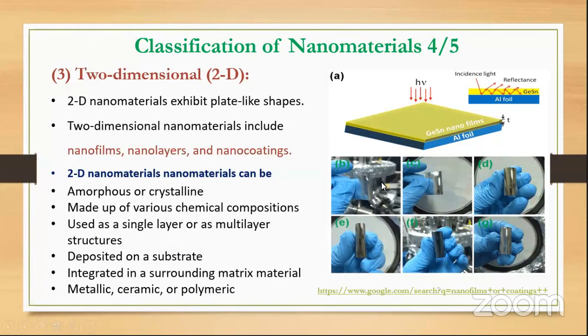Here I have given some examples for this category. These are examples of two-dimensional nanomaterials. This is the coated material. These are the coated materials, examples of two-dimensional nano-coated materials. Here also these materials exist in amorphous nature or crystalline nature. Next, metallics are also available in 2D, ceramics are also available in 2D nature, and polymerics are also available in 2D nano.